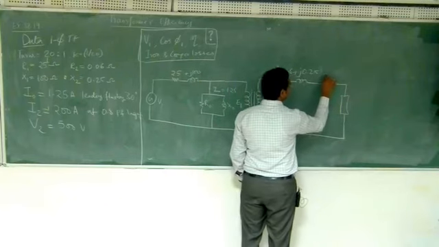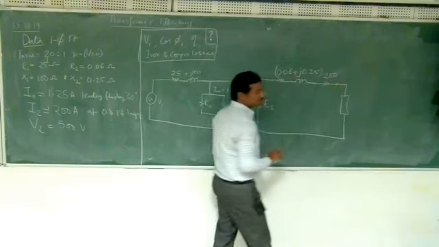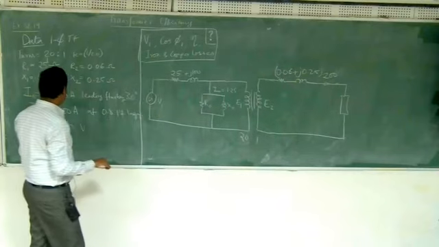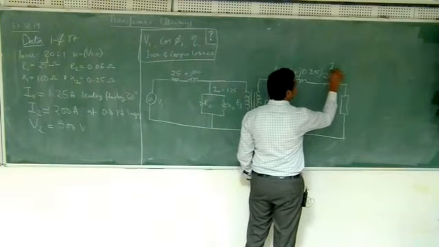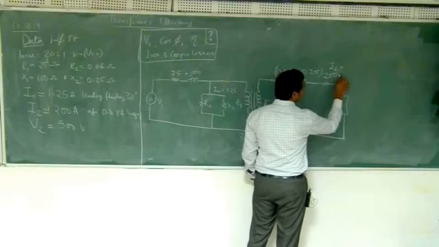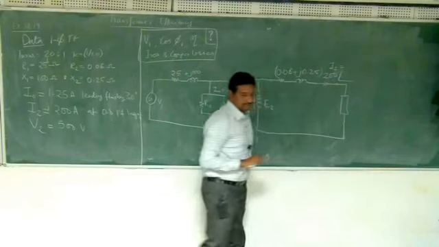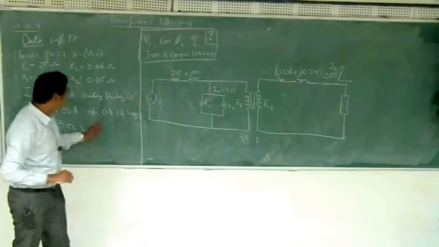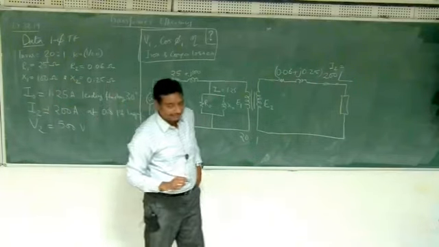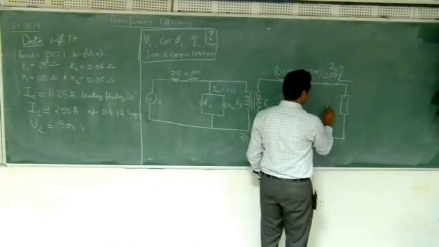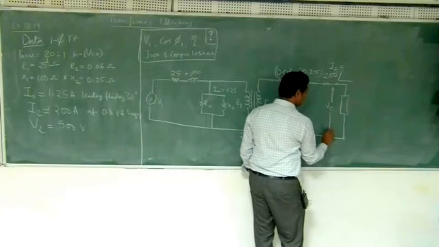So the current given is 200 amperes. Given data, I am basically putting the given data into the diagram. This is I2, and the angle is, because it is 0.8 power factor lagging and I know this quantity, just for the time being I assume that V2 is the reference. So the V2 voltage is the reference voltage.